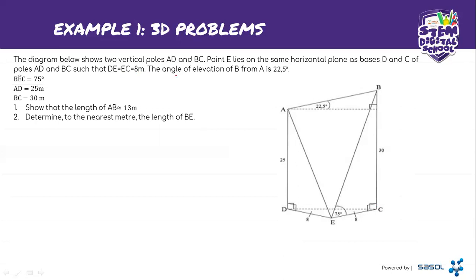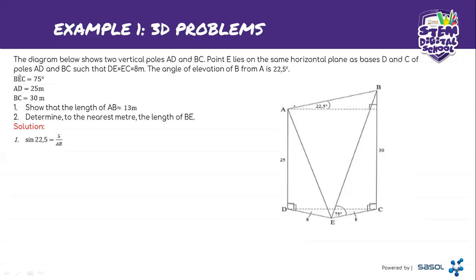The angle of elevation of B from A is 22.5 degrees and angle BEC is 75 degrees. And then they are saying AD equals 25 meters, and the last one is BC equals 30 meters, and AB is approximately 13 meters. Then how do we do that?